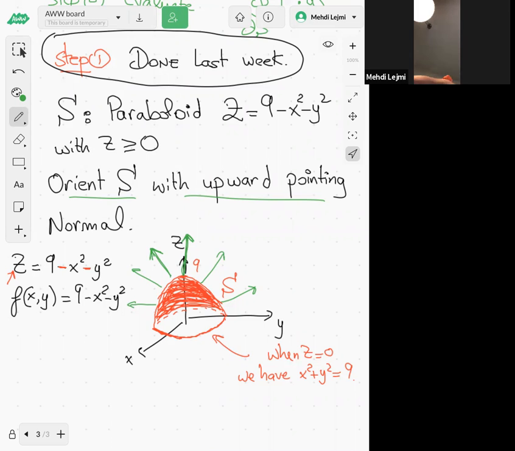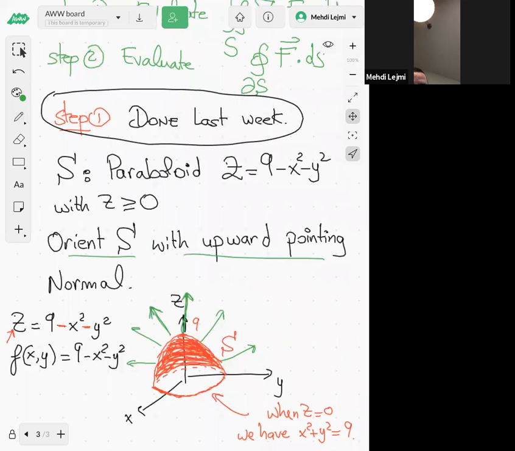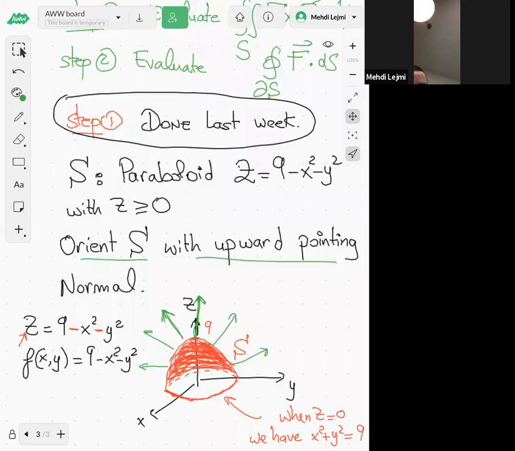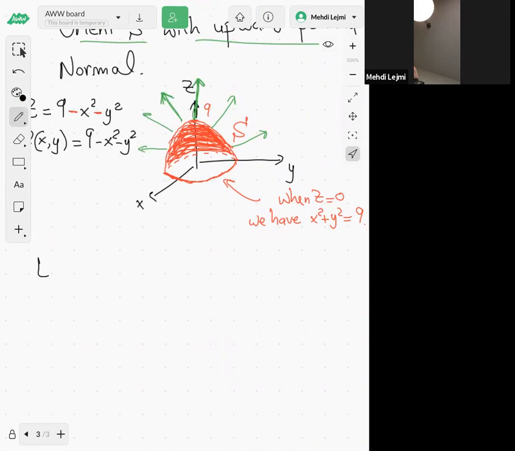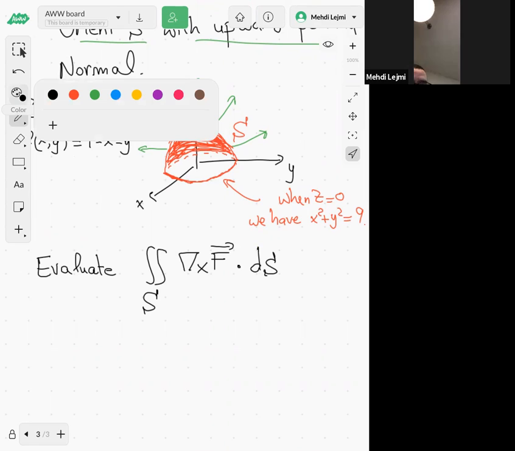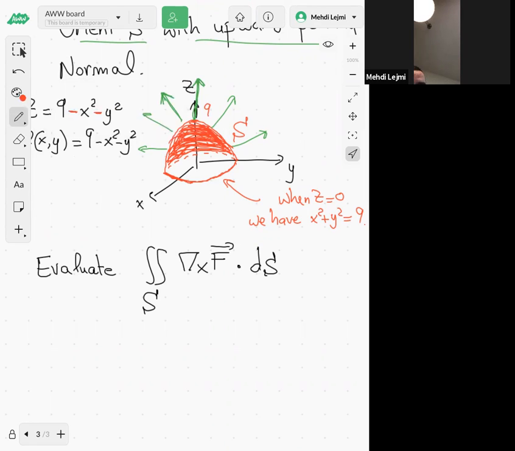All right, so we need to evaluate this double integral over this surface S of the curl. So first, step 1, we need to parameterize S.